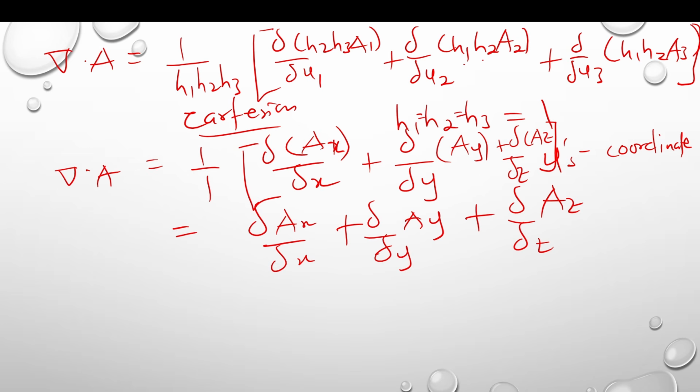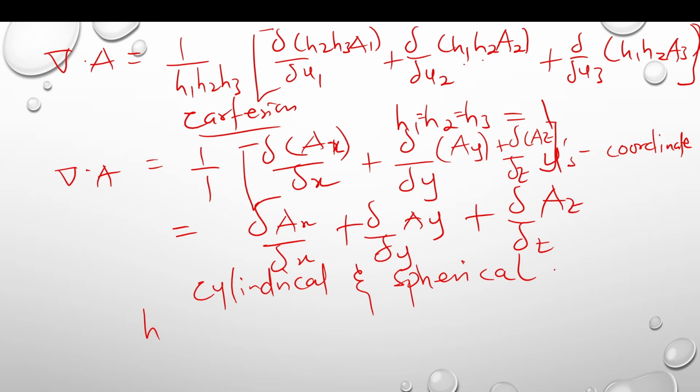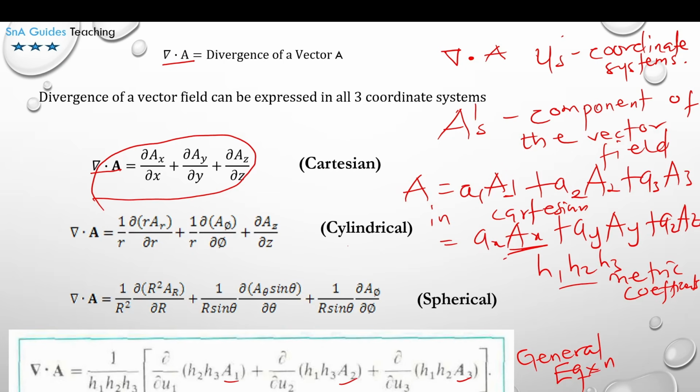Okay, so you can do it for cylindrical and spherical just by substituting their H. For cylindrical, these are the metric coefficients: H1 is still 1, H2 is R, H3 is also 1. So you're just going to do the substitution and you'd end up getting this here. And you can do the same for the spherical.